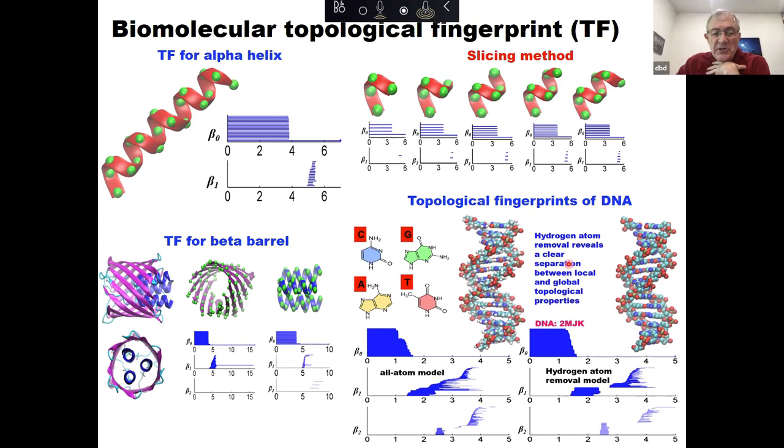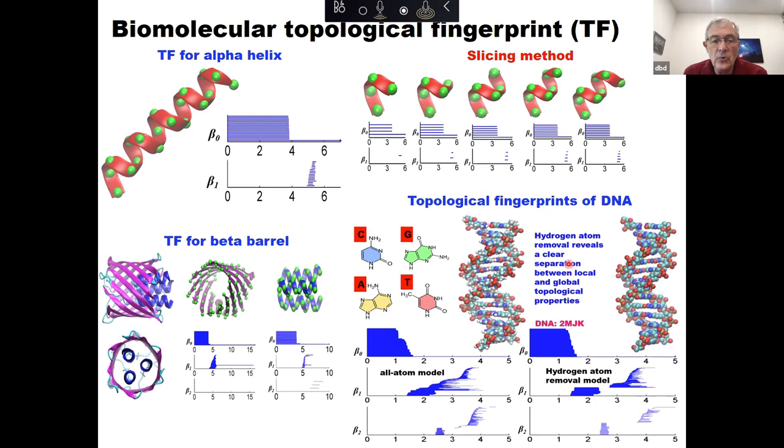Could I ask a question? Yes, sure. So I have a question. Is there any energetic information in the persistent homology you're computing? So can you tell which conformations are more likely?